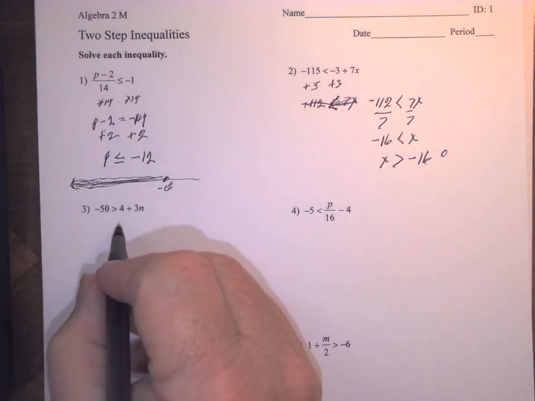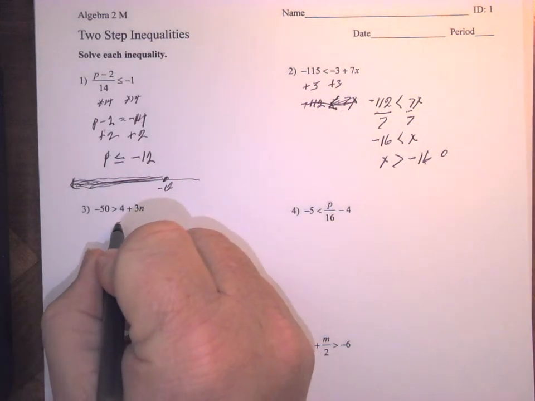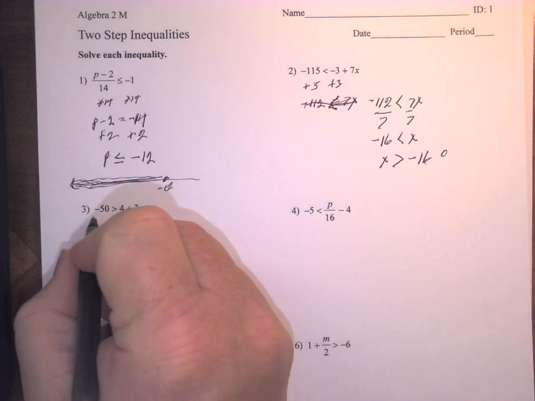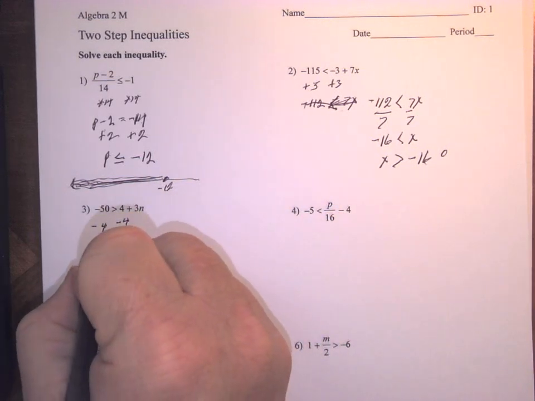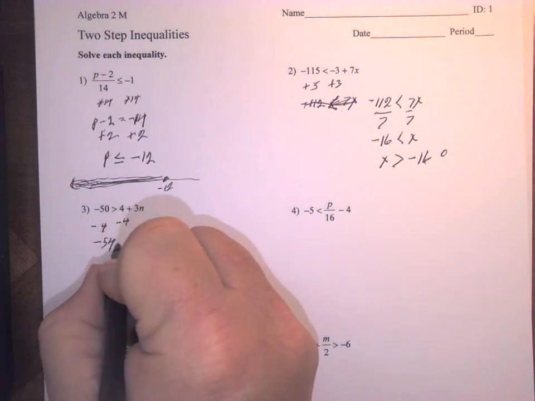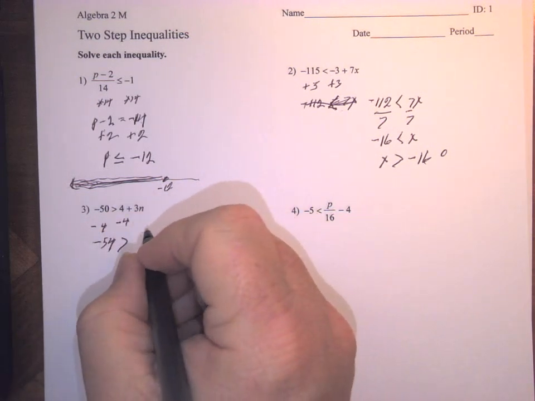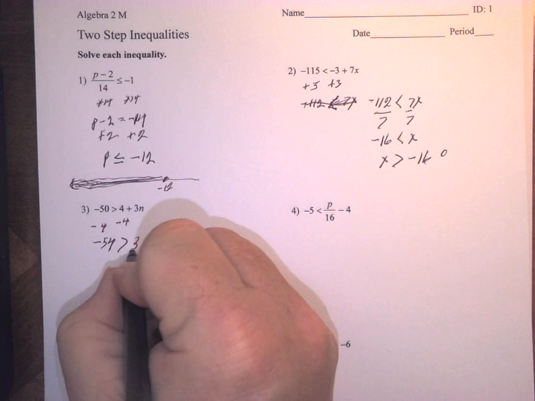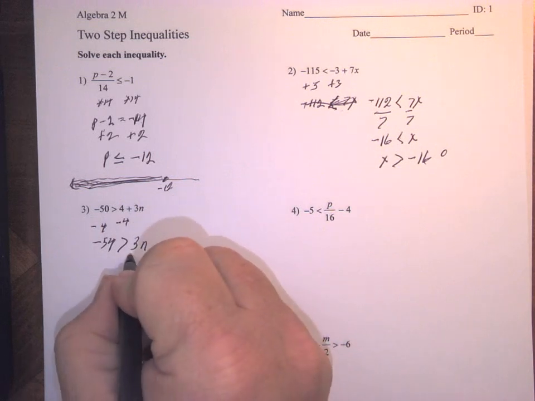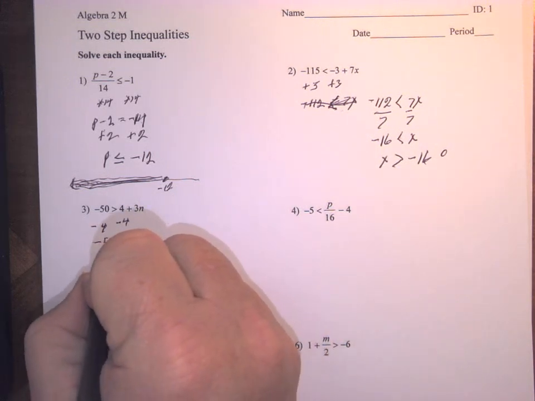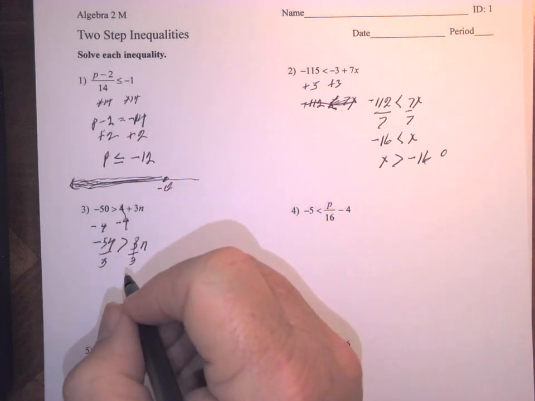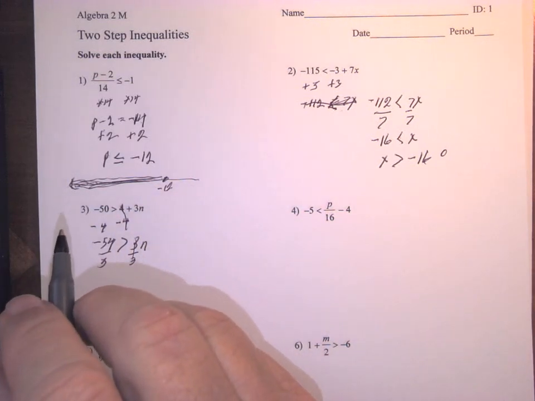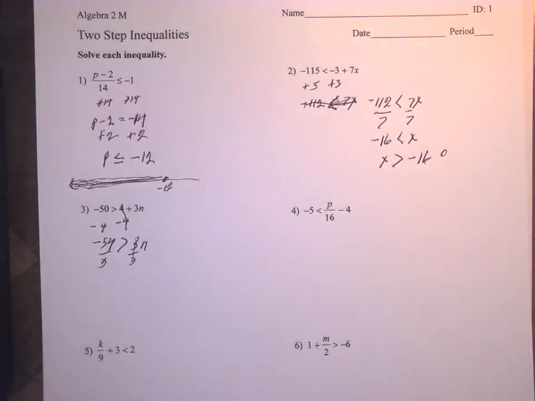So we come here and we subtract 4 from each side, and we end up with negative 54 is greater than 3n. We divide by 3, okay, because those two went away. Now those two go away. And 54 divided by 3 is, I believe, 18.